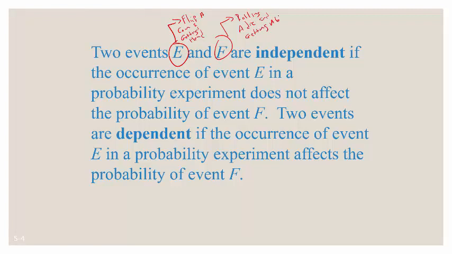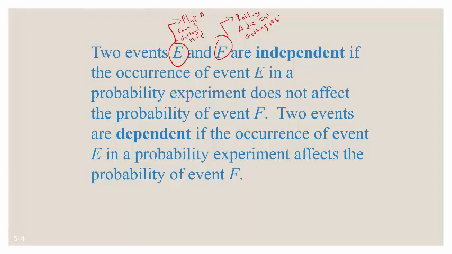Two events are independent if the occurrence of the event E in a probability experiment does not affect the probability of event F. So think about it. Does flipping a head have any impact on whether you're going to roll a die and get a 6? No, it doesn't. So as long as what happened first does not change the probability or affect the occurrence of the second event F, the events are independent. The opposite is if two events are dependent: if the occurrence of event E in a probability experiment affects the probability of event F.